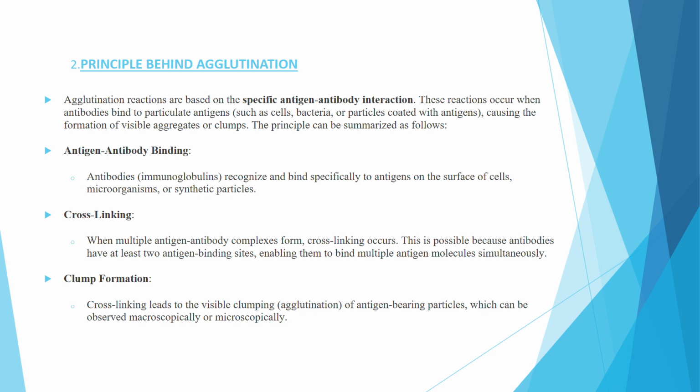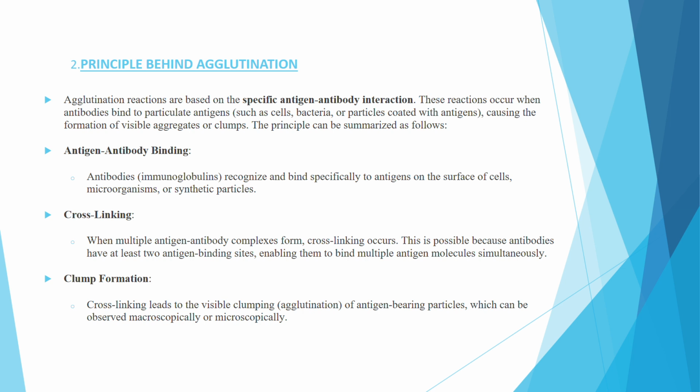Now the second question, which asks the principle behind agglutination. Agglutination reactions are based on the specific antigen-antibody interaction. These reactions occur when antibodies bind to particular antigens, such as cells, bacteria, or particles coated with antigens, causing the formation of visible aggregates or clumps. The principle can be summarized as follows. Firstly, there is antigen-antibody binding.